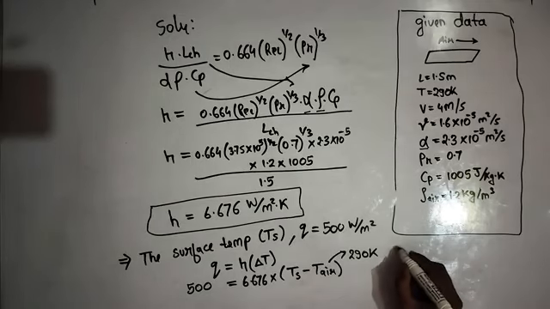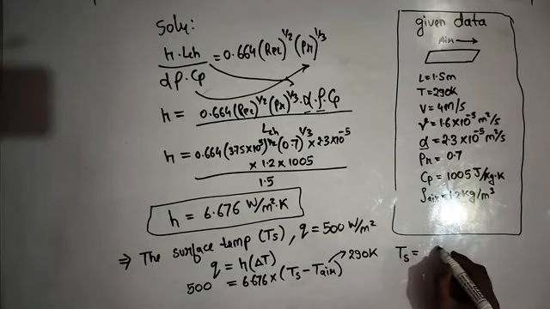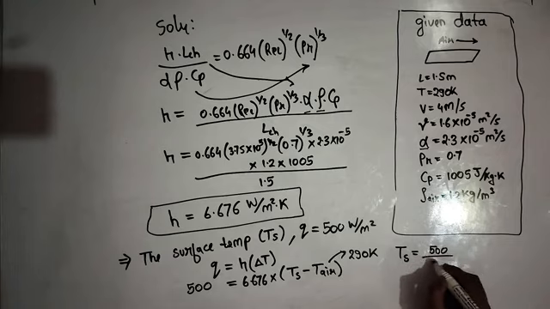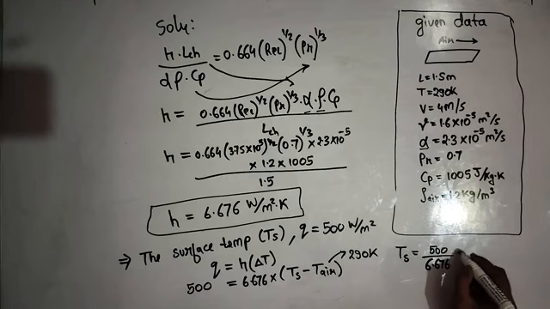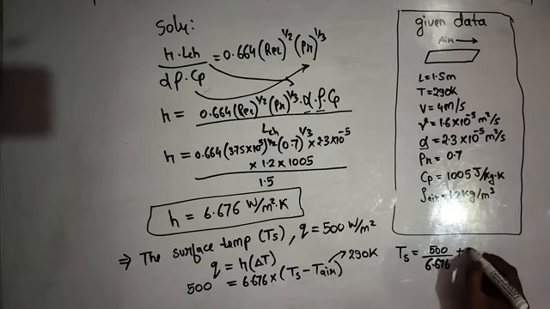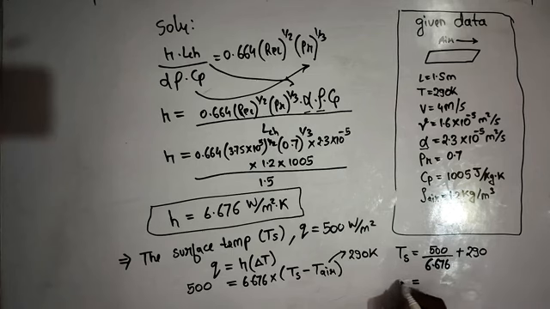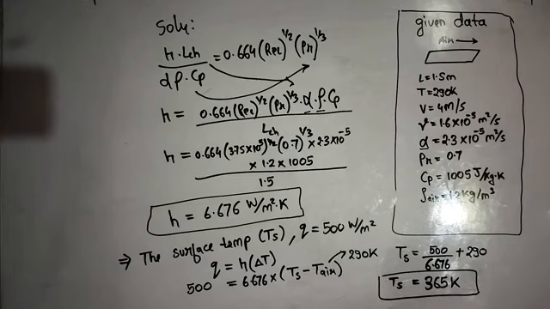Now we will substitute the value here. Ts equals 500 by 6.676 plus T air, which is 290 Kelvin. From this we get the value of Ts as 365 Kelvin. So this is the solution for part B, and we have solved this problem. From the first part we get heat transfer coefficient as 6.676 watt per meter square Kelvin, and from the second part we get the surface temperature as 365 Kelvin.